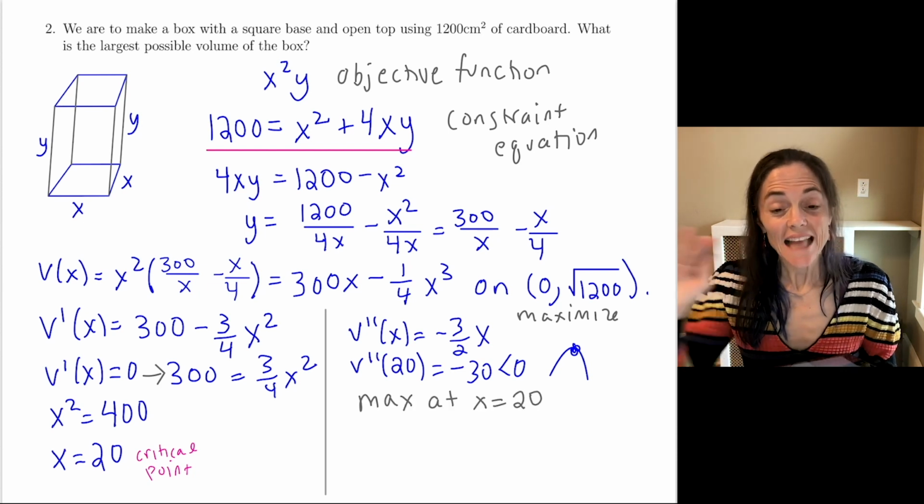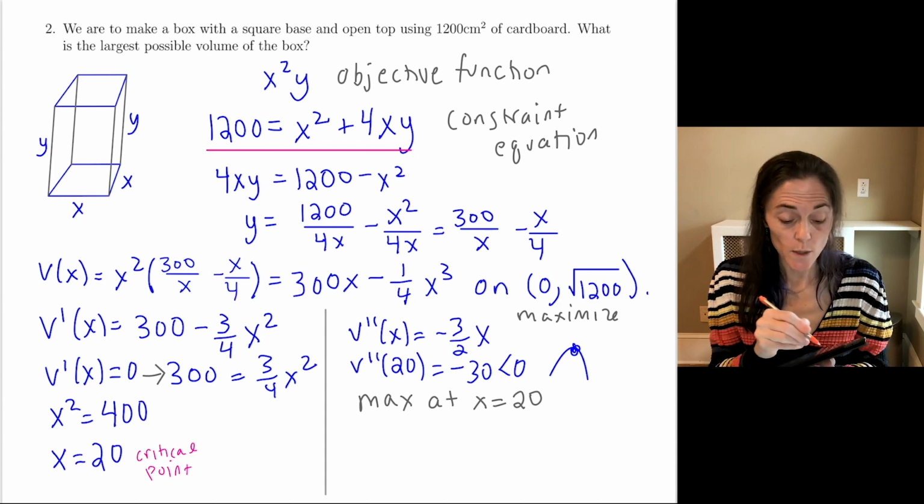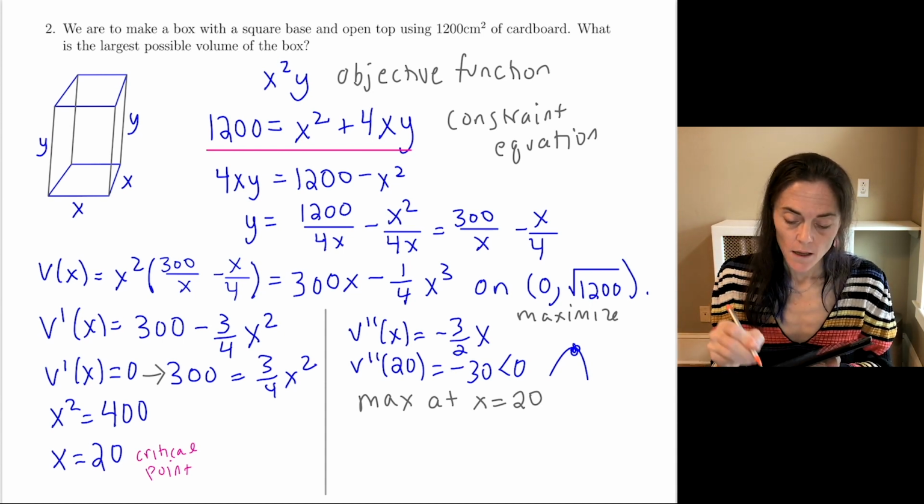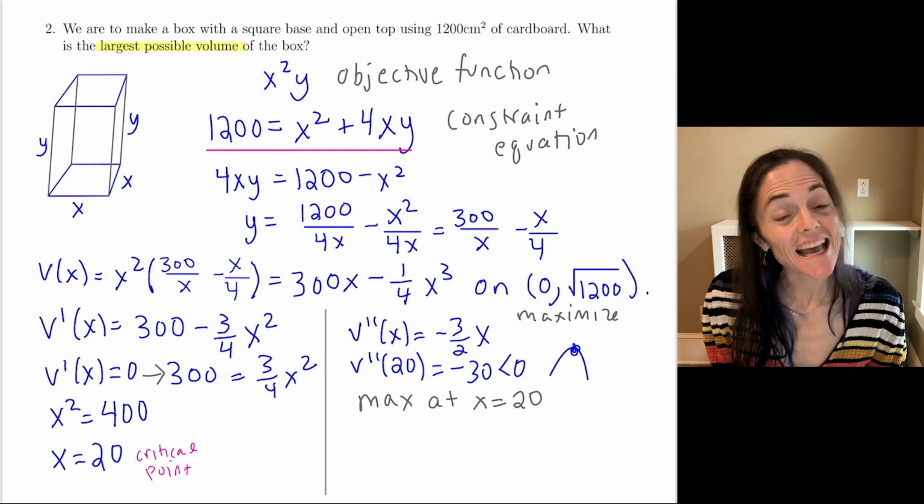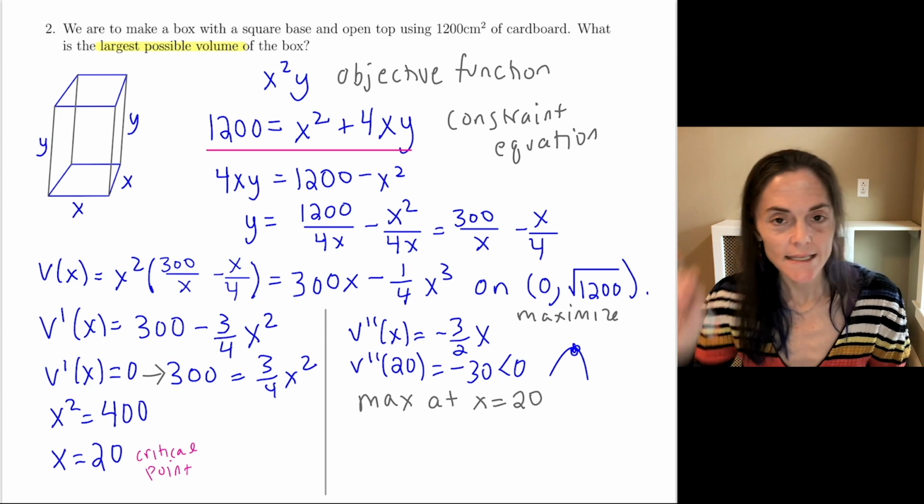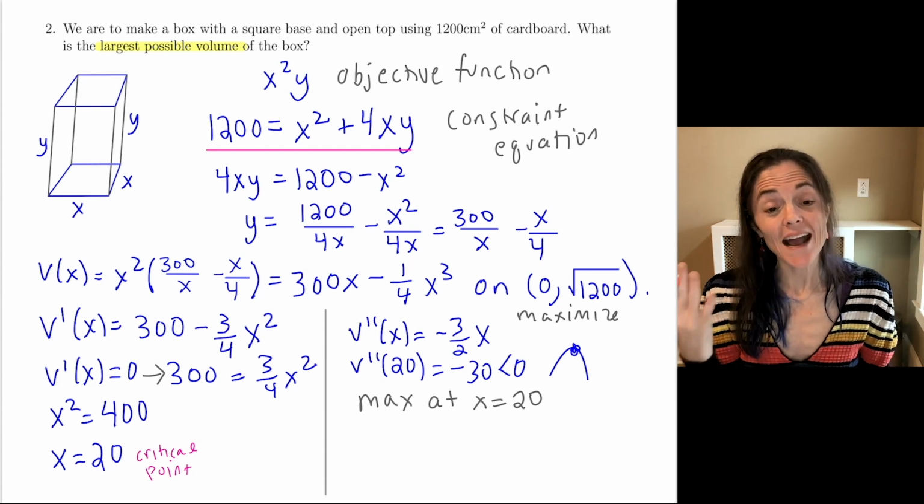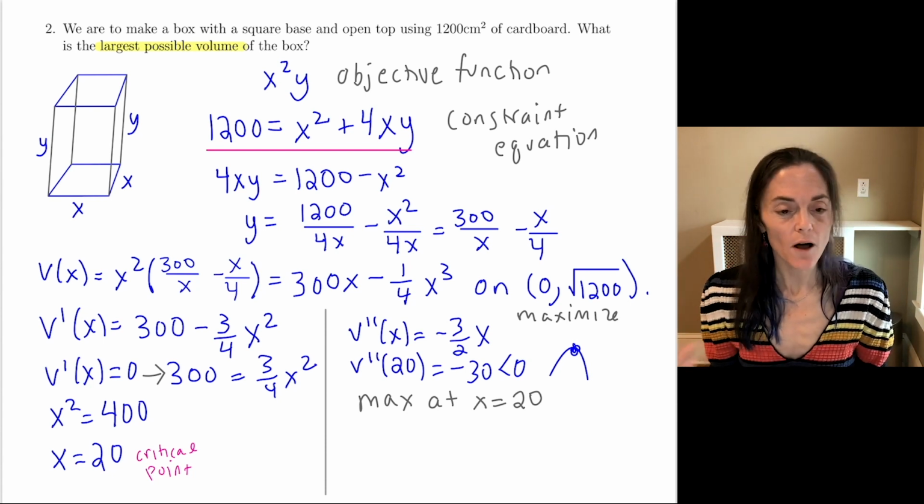Now, last part, there's one more part of this. We go back, reread the question. We are asked for the largest possible volume. So you notice, unlike the last question, where we were asked for the dimensions, in this one we are asked for what is the largest possible volume.